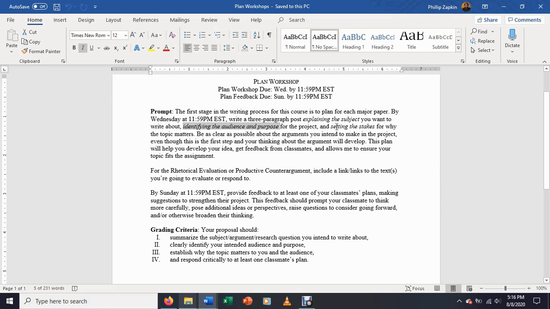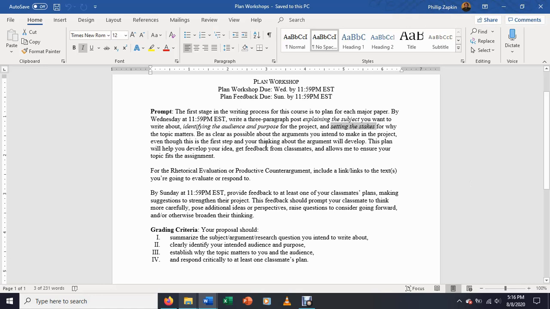And then the third paragraph is going to set the stakes for this project. Essentially this explains why this matters. Why is your research question, why is the counter argument, why is the rhetorical evaluation, why is the profile something that's important either to you or to your audience? Preferably to both.